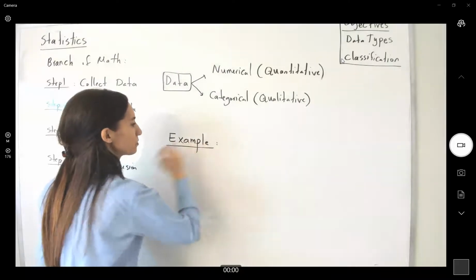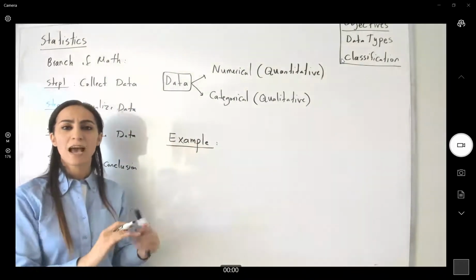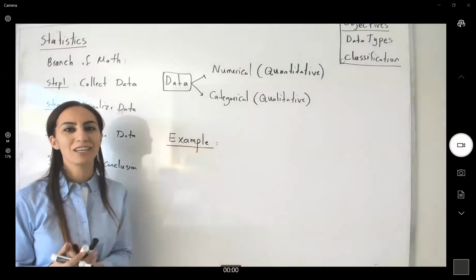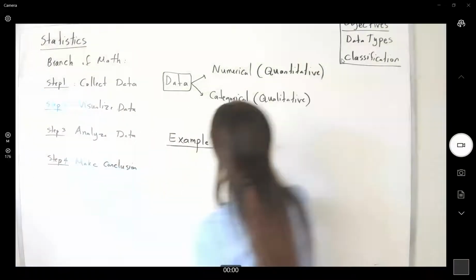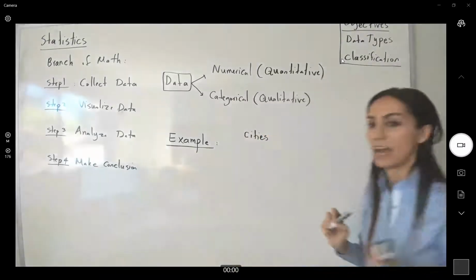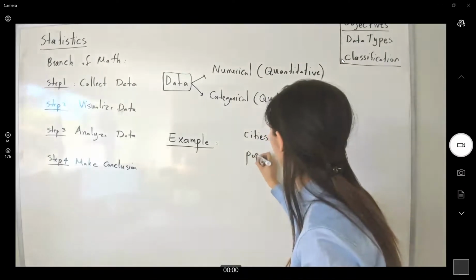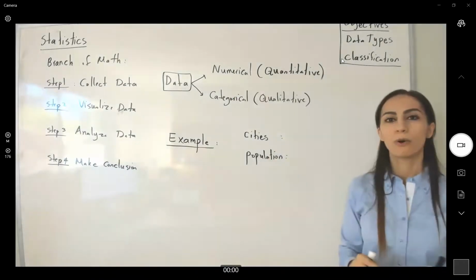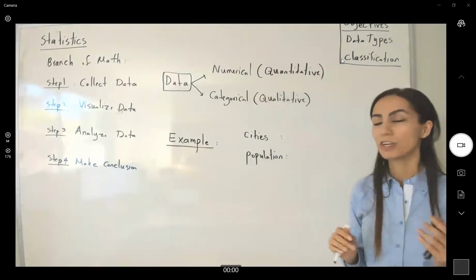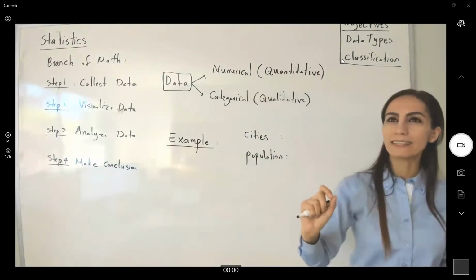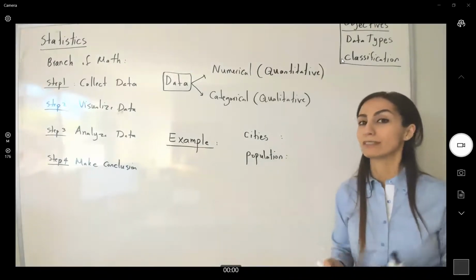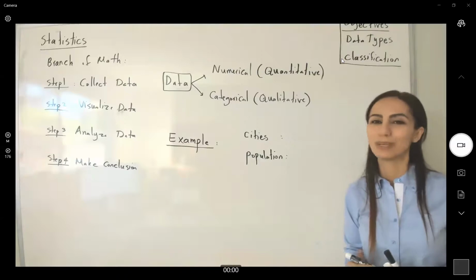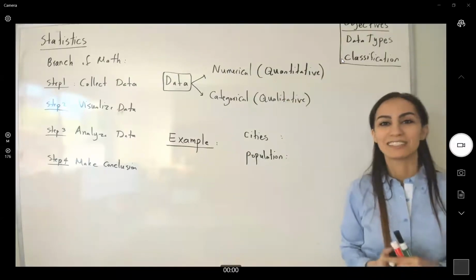Example. Suppose you have some cities and you have population of those cities. How do you classify these two data? We have some cities and we have the populations. Which one is numerical? Which one is categorical? Remember that when we are talking about numerical data type, you're interested in doing algebra. For example, finding the average. If the average is meaningful, you say that, hey, we have numerical or quantitative data type.